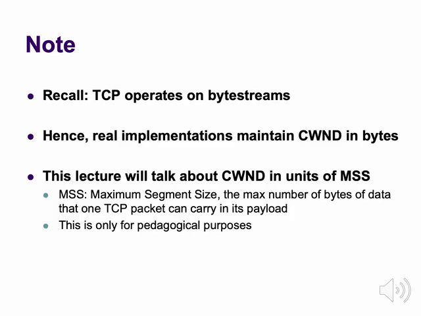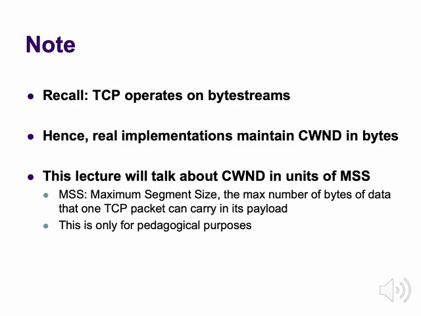Another note is recall that TCP operates on byte streams. So we said all of the accounting that TCP does in terms of sequence numbers, acknowledgements, and so on are in terms of an offset in the byte stream that the sender is sending the receiver. In real implementations, cwnd will be maintained in bytes. It's the number of bytes that the sender can put into the network.